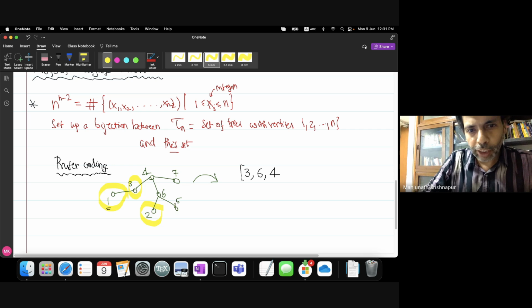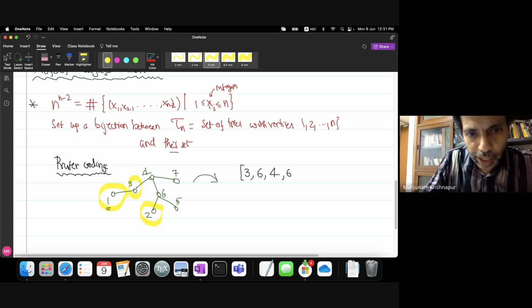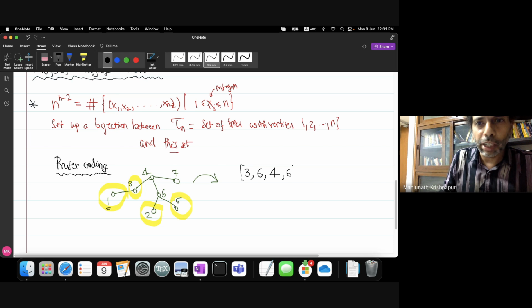Now I have 4, 6, 5 and 7 left. 5 and 7 are the only leaves, and the leaf with the smallest label is 5. It is connected to 6. So we deleted this edge. I should have written in what order, but it's okay. Anyway, I got down 6 here. Now we have 3 vertices, 6, 4, 7. Remember, all these edges are deleted. 6 and 7 are leaves, and of these, the lowest leaf is 6 and it is connected to 4. So we delete that one.